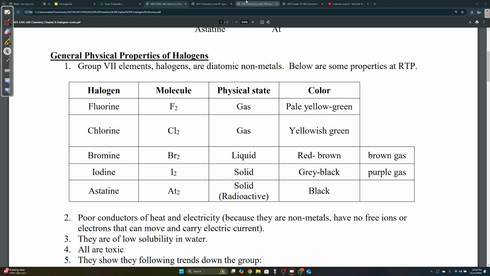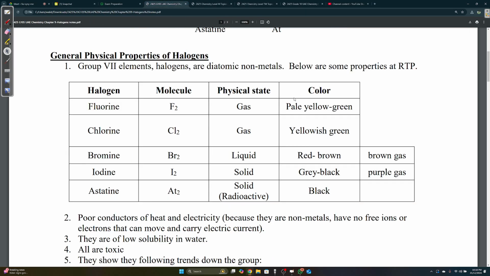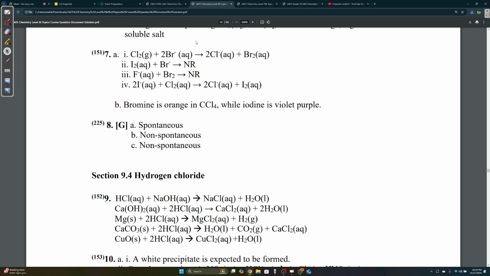Right, let's do the second part. I just gave you the answers. What are the colors of bromine and iodine in cyclohexane, which is something similar to CCl4? Okay, like we said, orange brown for bromine. So bromine, they just put orange, but you can put orange brown.